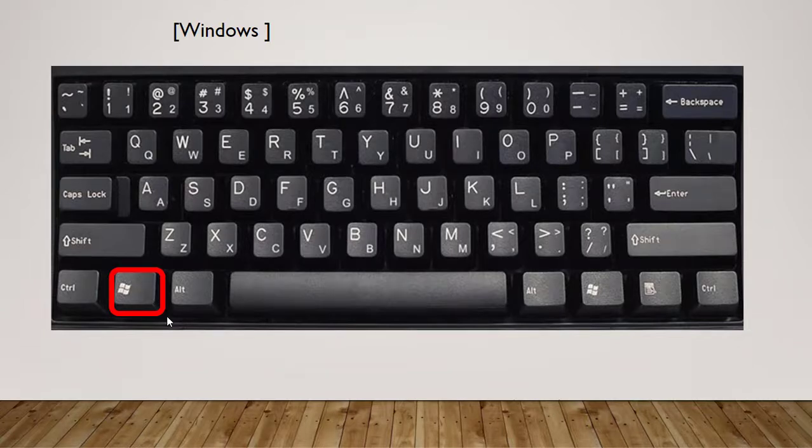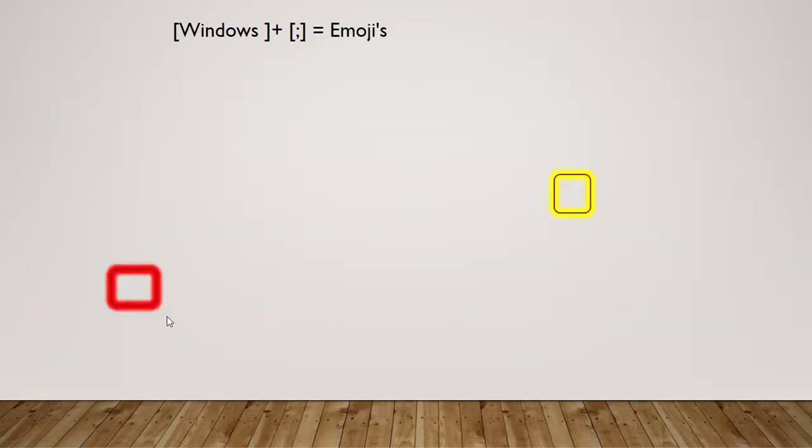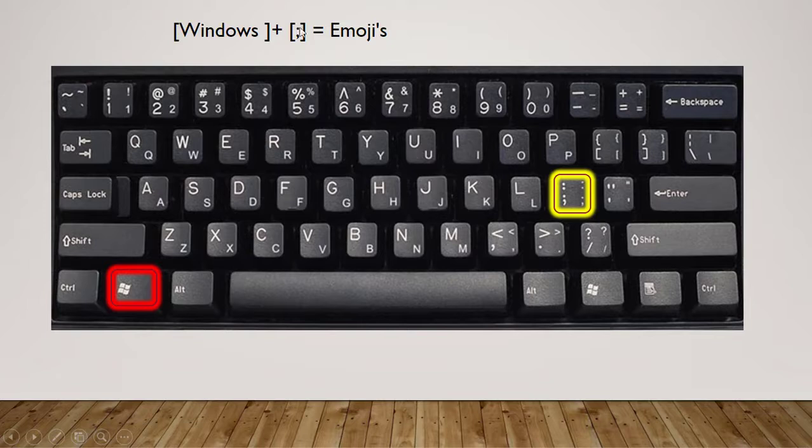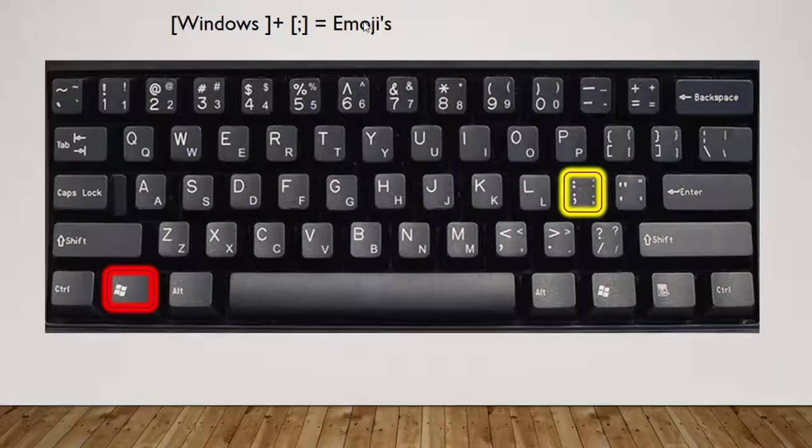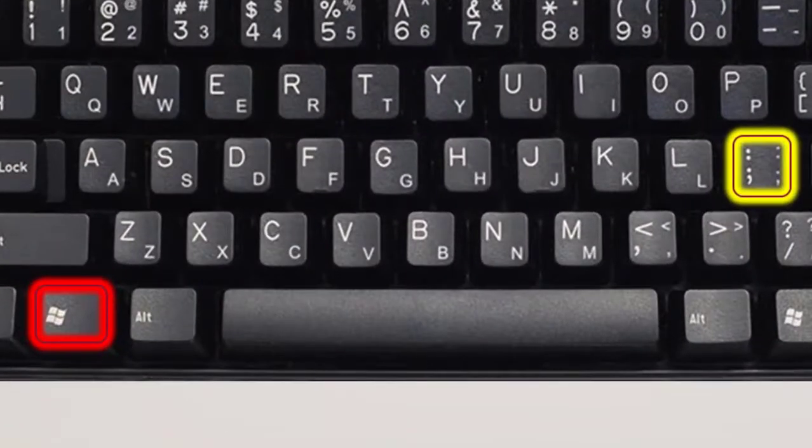The first shortcut key is Windows button together with a semicolon. The semicolon button, you can find it on your keyboard right there. So what is going to happen when you press Windows button together with a semicolon? We are going to get emojis. So how can we use those emojis? Let me show you how we can make use of this shortcut key to use the emojis in our document.